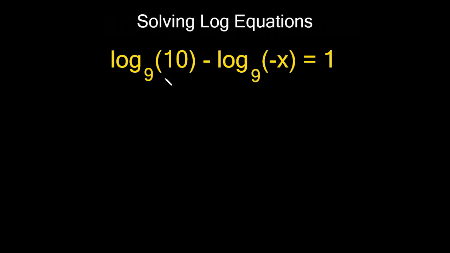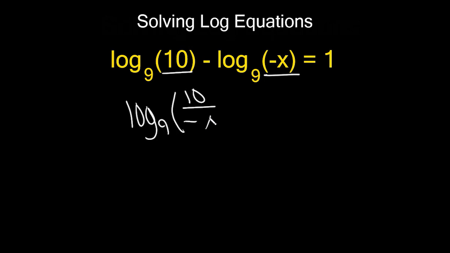The first thing that we're looking at right here is that we have the same base. You can see that I have a base of 9 and a base of 9. Based on our log properties, if we have the same base and we're subtracting, we can rewrite this problem as a division problem. So I'm going to rewrite it as log base 9 of, and then you go left to right, reading it like a book, 10 over negative x, all equal to 1.